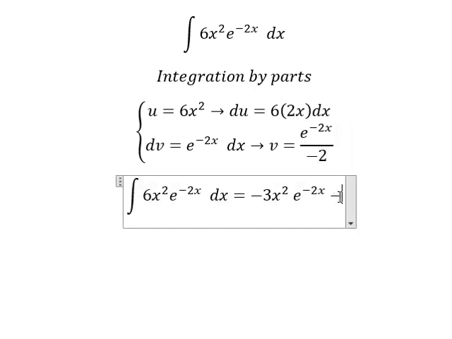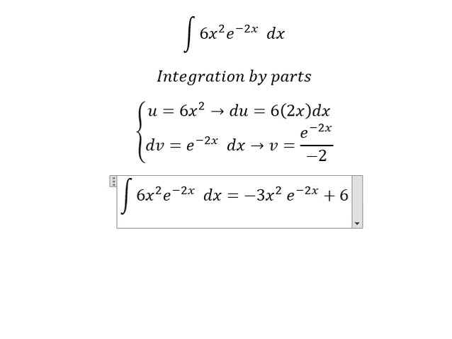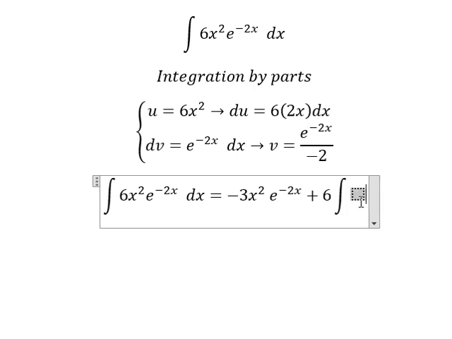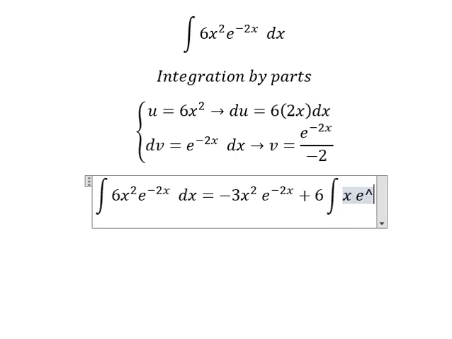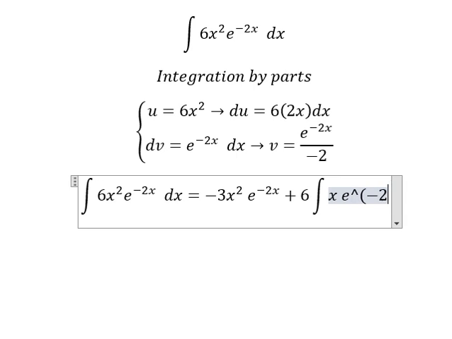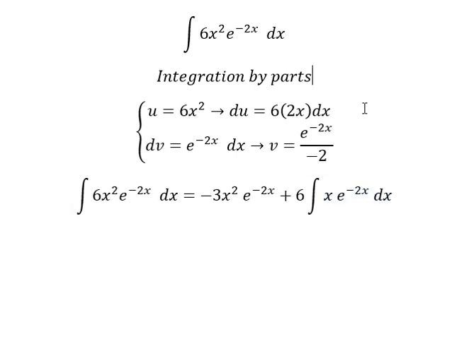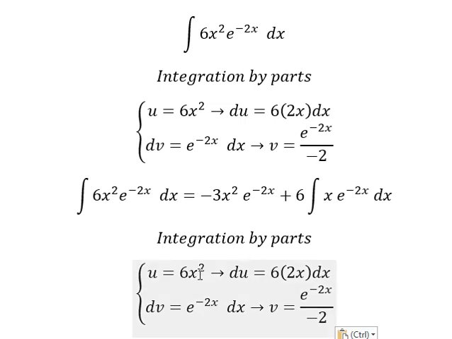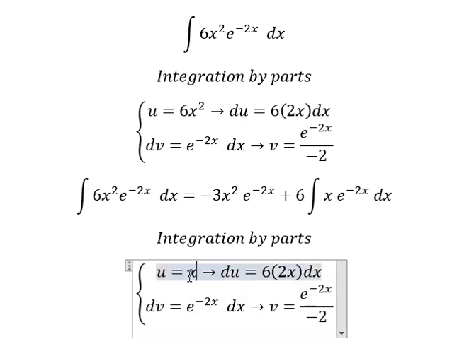Negative with negative, so we have positive. And now we have only 6 and we have s e to the power of negative 2s. Now we need to use integration by parts again. And this one should be s, and this one we have the s.